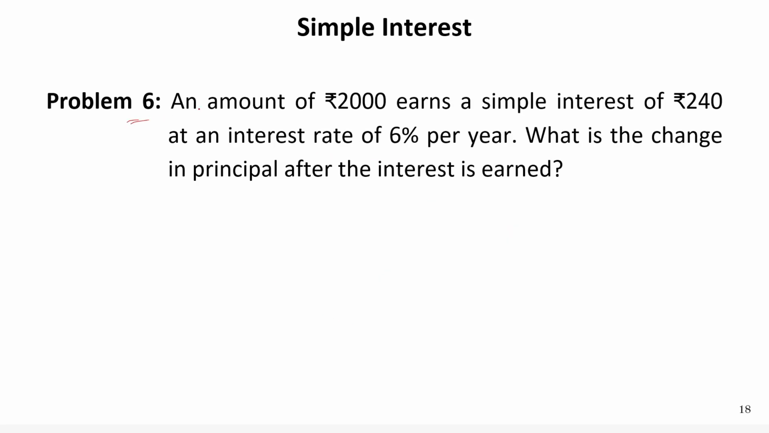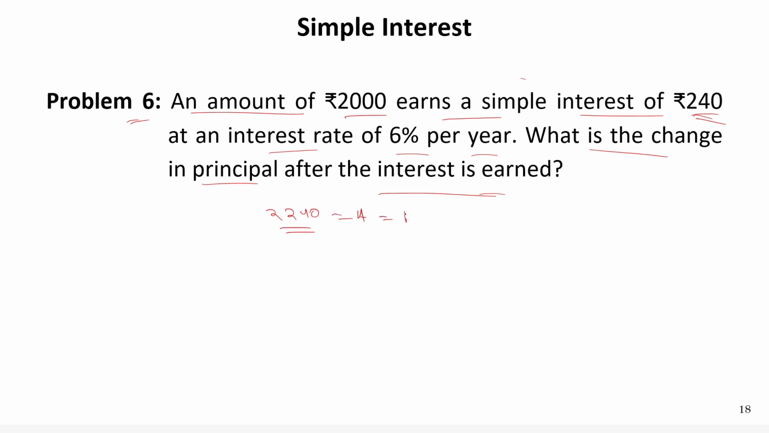So let's see problem number 6. An amount of 2,000 earns a simple interest of 240 at an interest rate of 6% per year. So what is the change in principal after the interest is earned? So this much amount in simple interest per year. So the amount of principal that is changed is equal to what? So adding these two, what we are left with is 2240. This much will be the final amount.